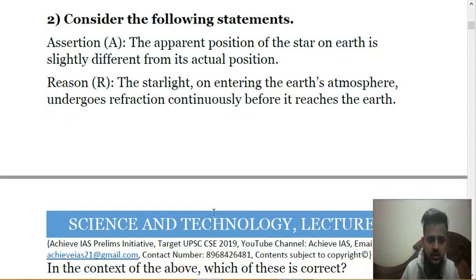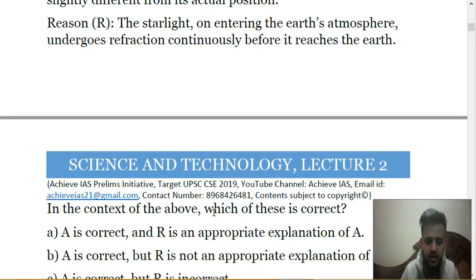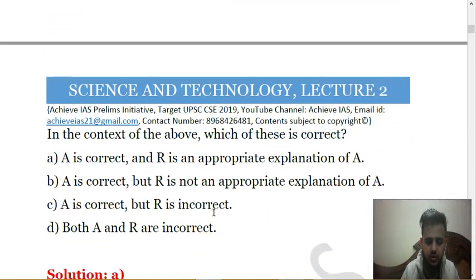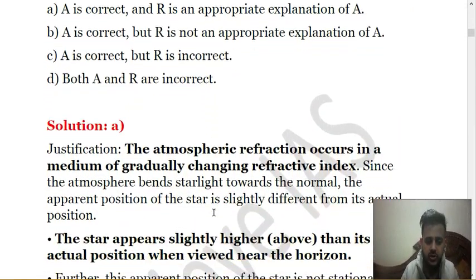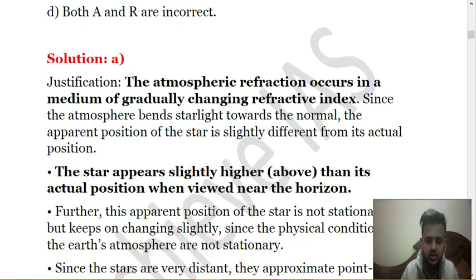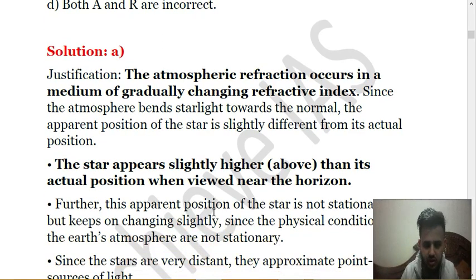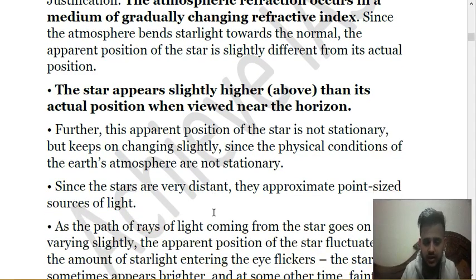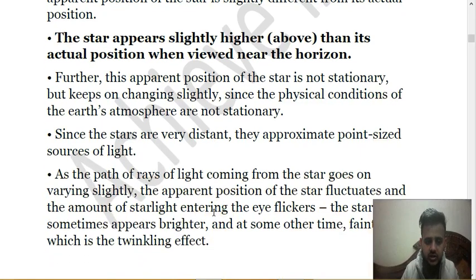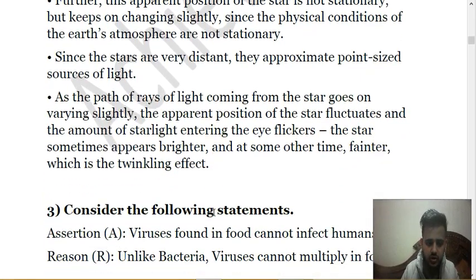So the answer is, assertion is correct and R is correct, and R is an appropriate explanation of A. So the solution is A. Here is the explanation: atmospheric refraction causes the path of light to bend, and this results in a slightly different position. The star actually appears slightly above the actual position when viewed near the horizon. So this is about your second question.